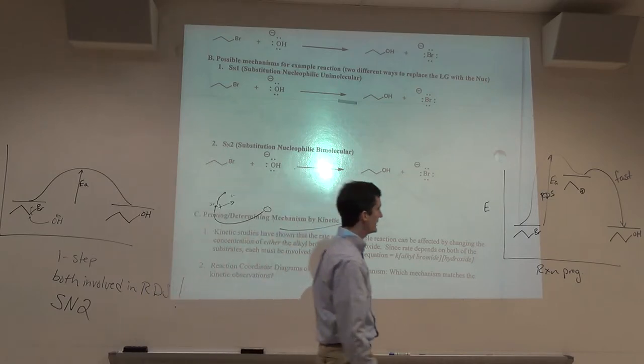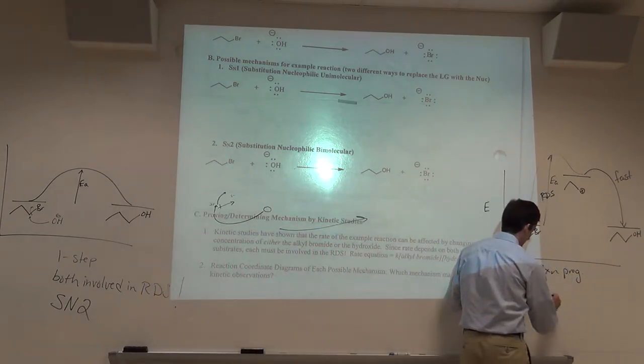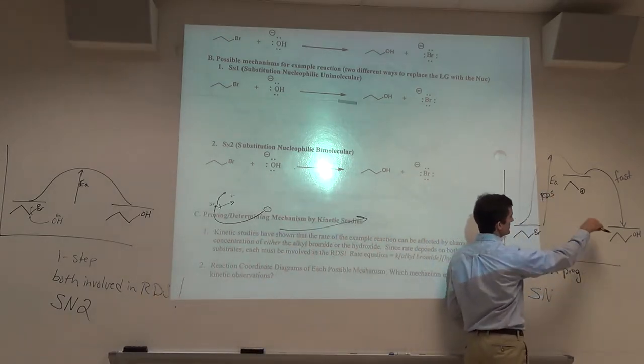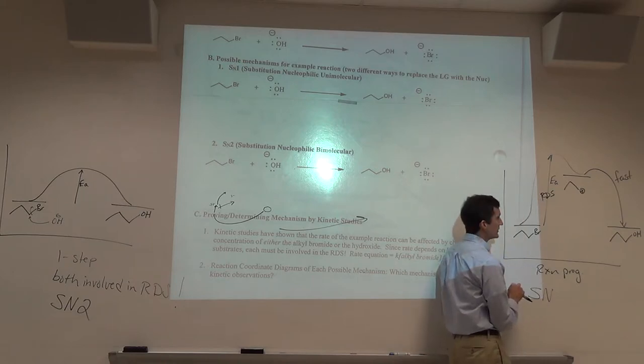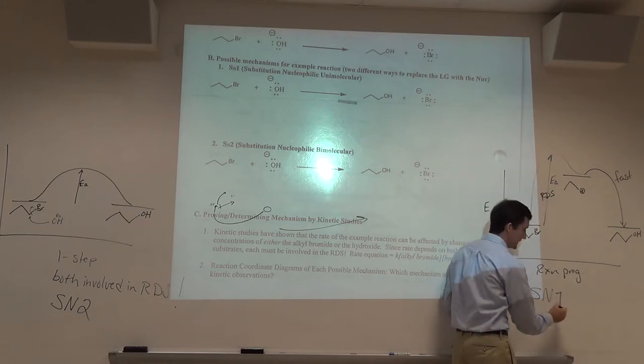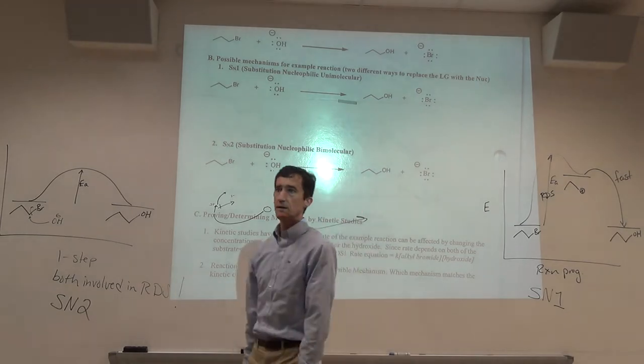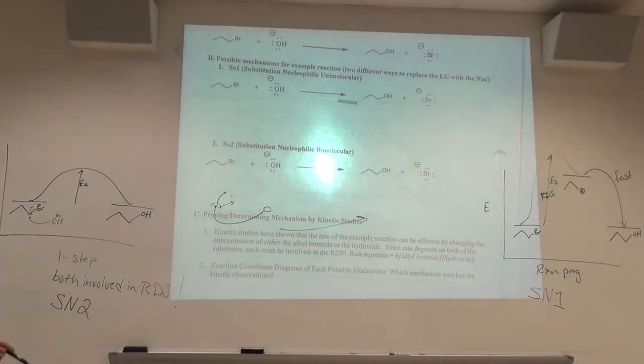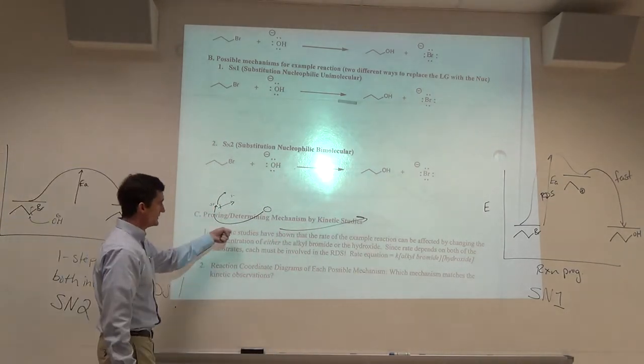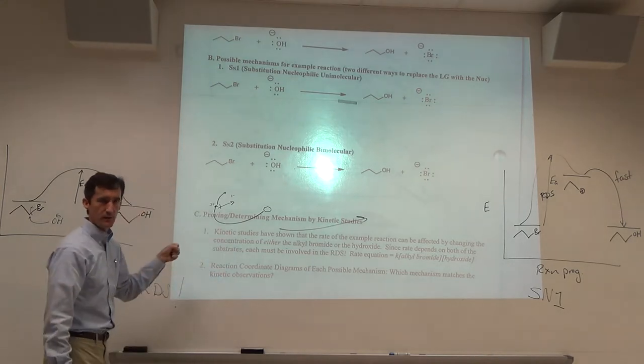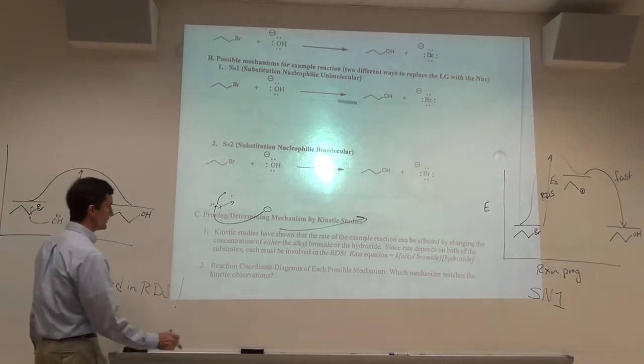What do you want to call this mechanism? It was a substitution by a nucleophile. How many substrates or reactants are involved in the rate determining step? Only one. That's called an SN1. Which mechanism does the kinetic evidence support? SN2.